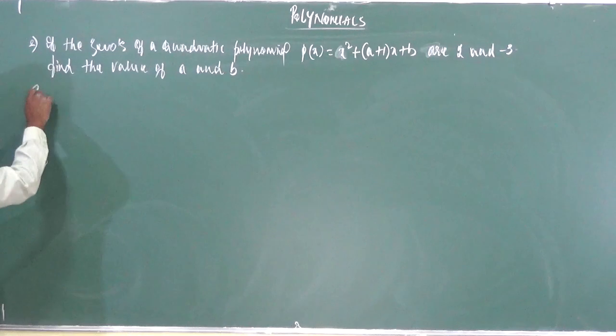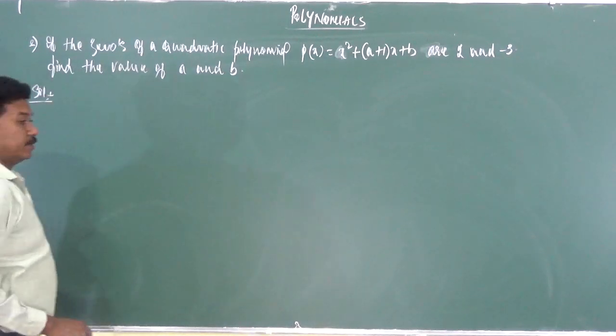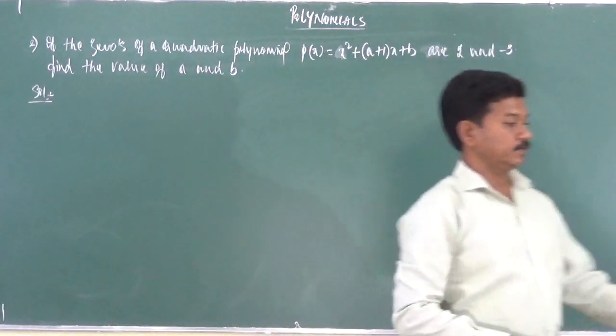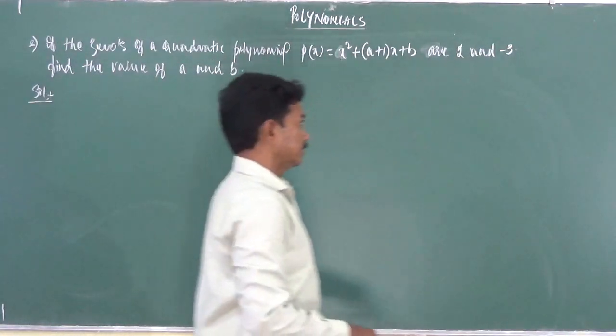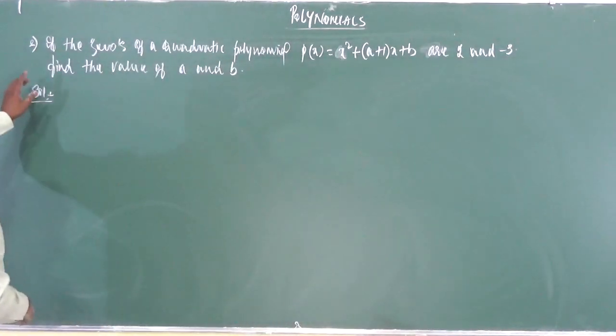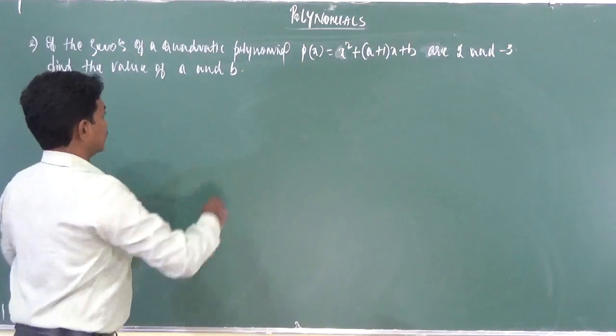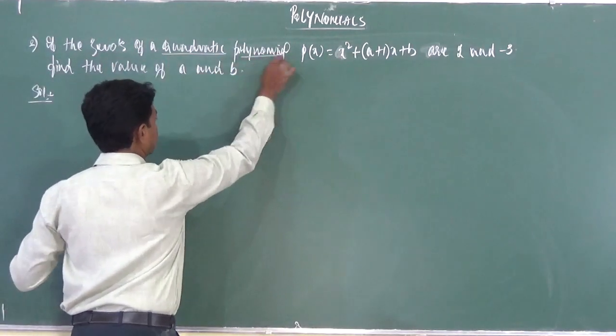So this is the given problem here. It is very important for 2 marks. It may be asked in your examinations. Very important. If the zeros of a quadratic polynomial, so it is clearly mentioned it is a quadratic polynomial.